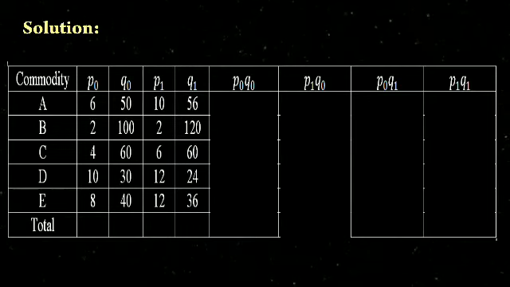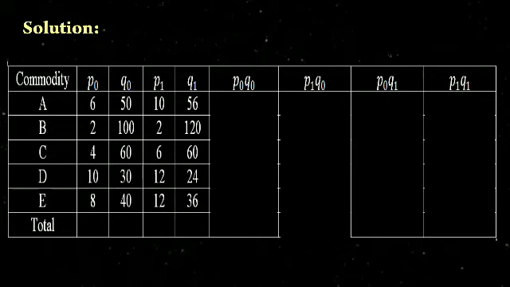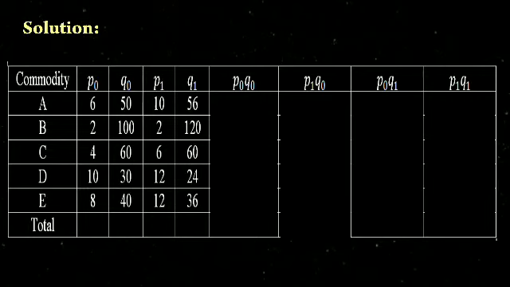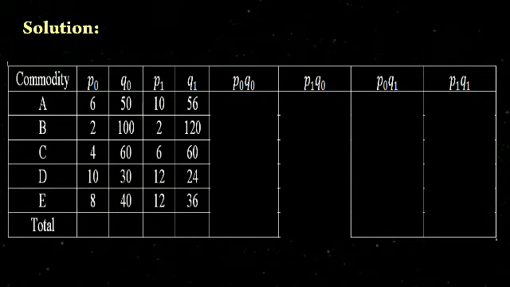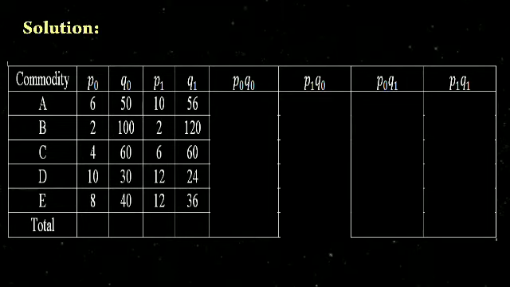So in the solution part, draw one more table. In the first column, consider the different commodities which are given in the question. So under commodities A, B, C, D and E, include one more row to find the total values. In the next column, copy the data. 1995 is your base year and 2000 is the current year. So instead of writing price and quantity, use the notation. Since 1995 is your base year, 1995 price values mean base year price values. Base year price values are denoted as P0 and base year quantities are denoted as Q0.